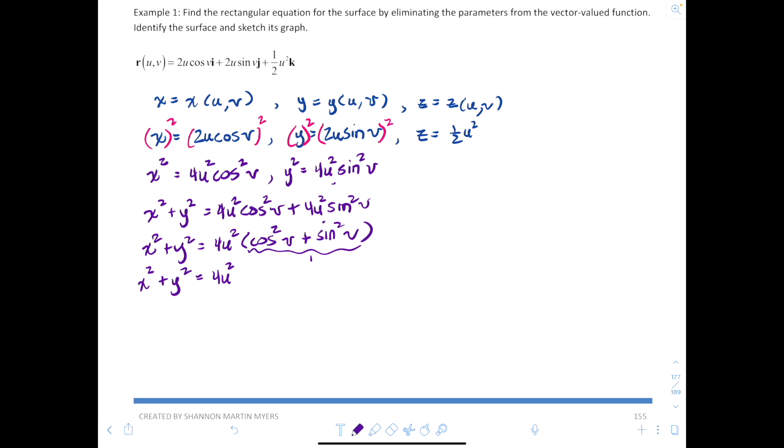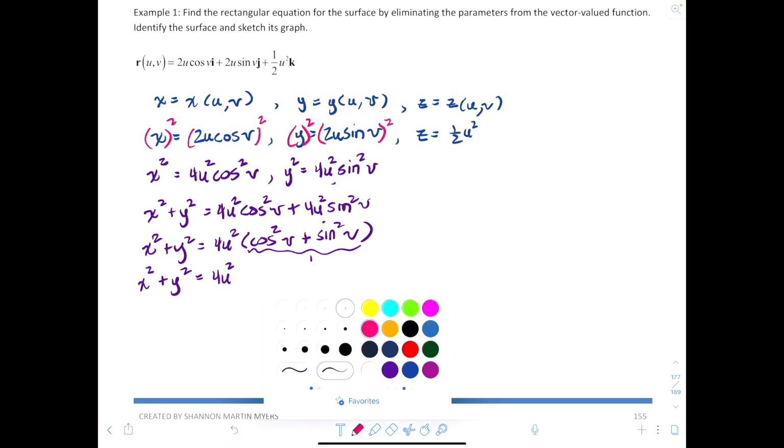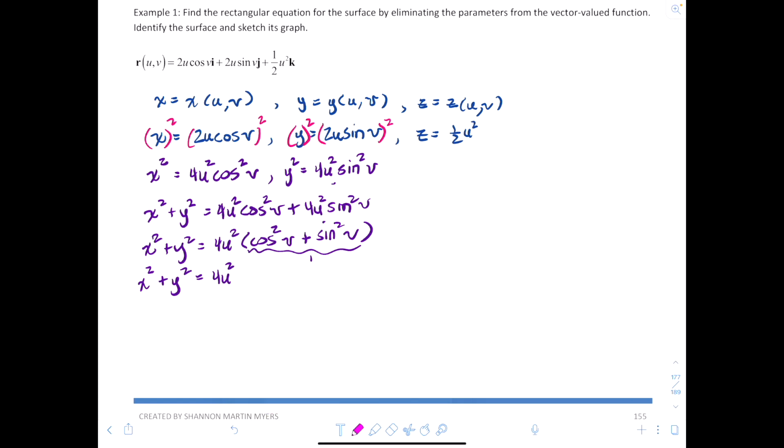Now, if we work with z a little bit, all right? So let's work with z. Would you agree that 2 times z is equal to u squared? Cool so far?